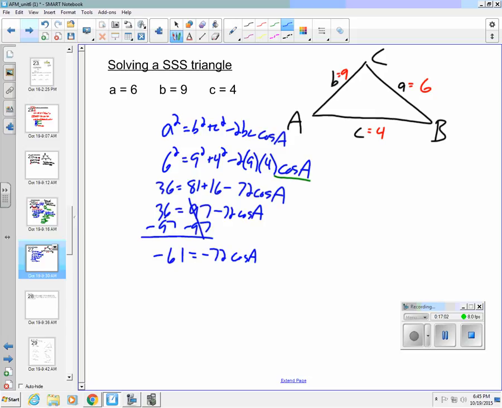I can divide now by the negative 72 in front of cosine. So I know now that cosine of angle A is going to be 61 over 72. So angle A, find it on your calculator. Second cosine will give you the inverse, 61 over 72. You can round to the nearest degree when you do these on your calculator. For this one, we'll get about 32 degrees.